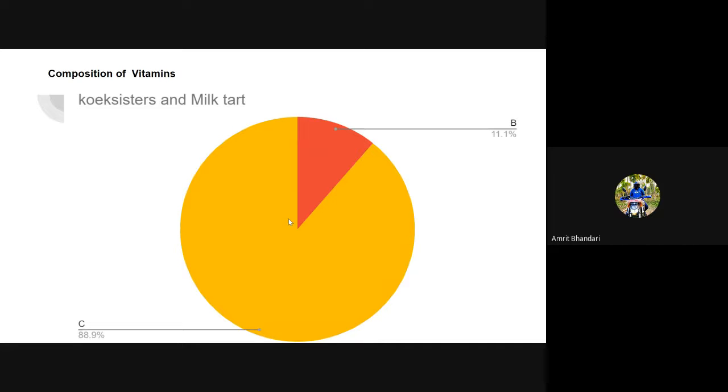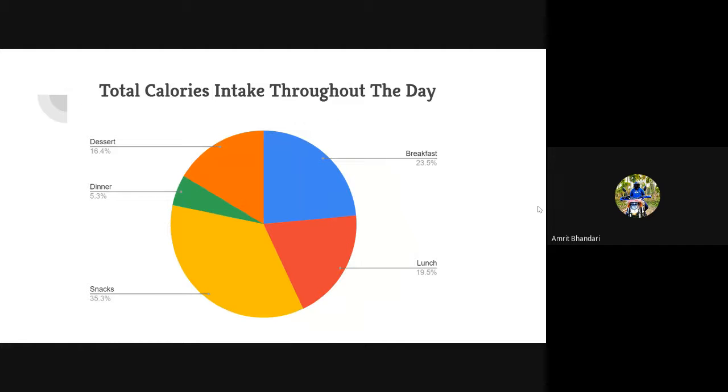So talking about the composition of vitamins, here we only found vitamin B and vitamin C contained in this dessert. Vitamin C contains 88.9% and vitamin E contains 11.1%, and respectively vitamin C content is higher than vitamin B. And so that was our whole trip in South Africa. Thank you so much everyone for listening, and over to you, Samiksha.